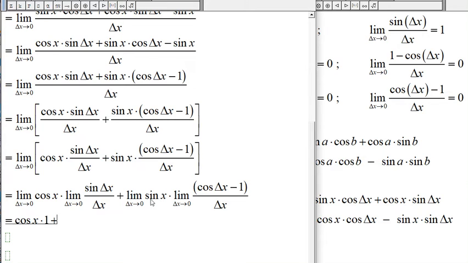And this is the limit of sine of x as delta x approaches 0, and there's no delta x here, so we just get sine of x. And this is the limit of cosine of delta x minus 1 divided by delta x, which is this formula right here, and we get 0. So we end up with cosine of x. So what that says is that the derivative of sine of x is cosine of x.